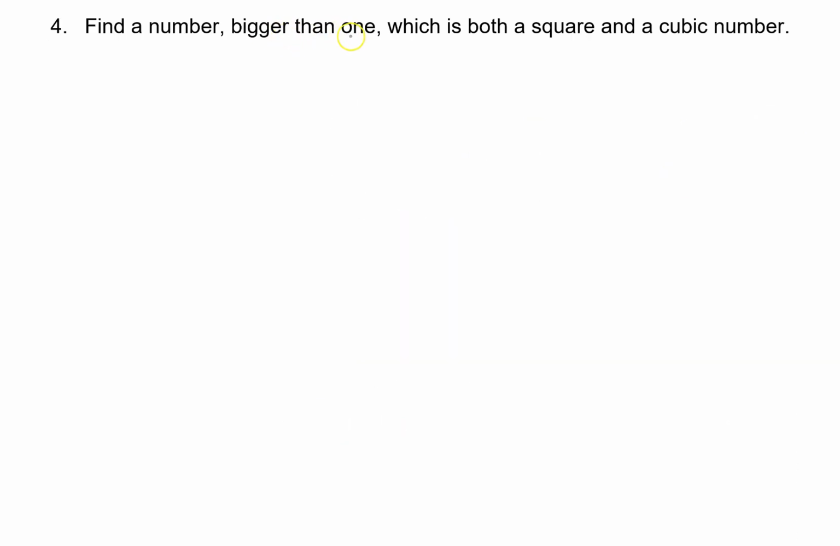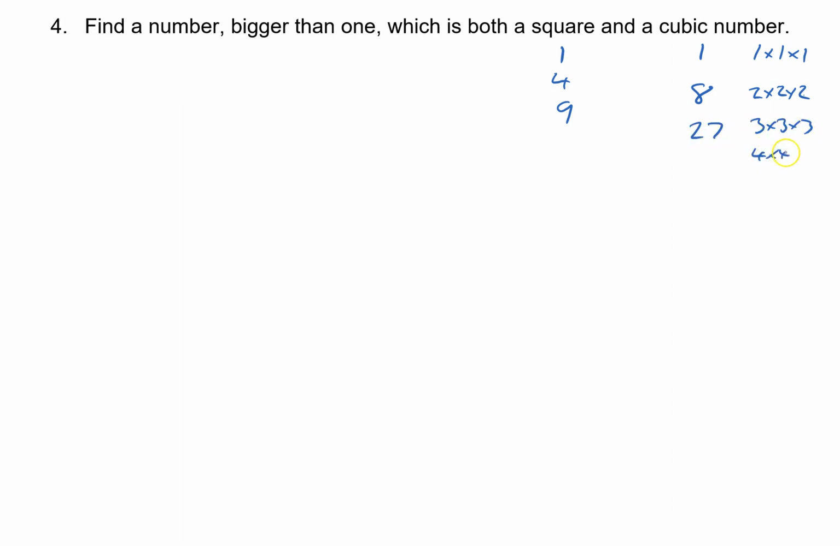And now on to question 4. Okay, find a number bigger than 1, which is both a square and a cubic number. The reason why it says bigger than 1, because 1 is a square number, and it's also a cube number, because a cube number means 1 times 1 times 1. The next cube number will be 2 times 2 times 2, which is 4 times 2, which is 8. That's not a square number. The square numbers are 1, 4, 9. Next one will be 3 times 3 times 3. That's 9 times by 3, it's just 27.